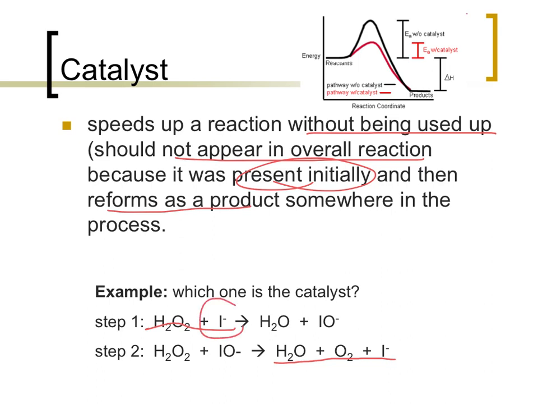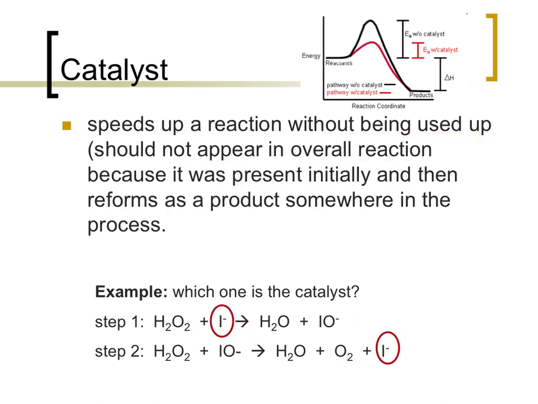So if we look here, we see our iodide was one of our initial reactants, and it was reformed in the end in the exact same way, like the exact same ion. Nothing is different about that iodide. So the fact that it was present in the beginning and is still there at the end means that it was not used up and would not appear in the overall reaction. This would cancel out and not appear in the net reaction. So when you're asked to identify a catalyst in a mechanism, look for something that is a reactant in step 1 and a product in step 2.